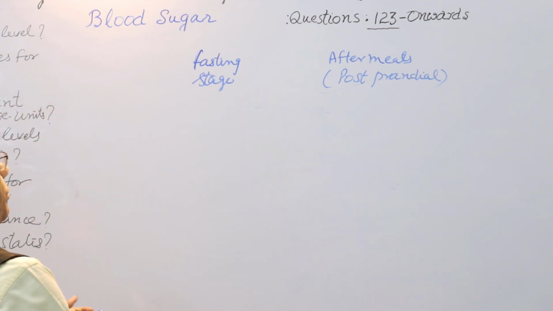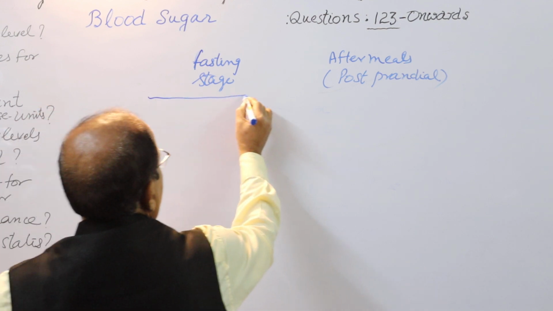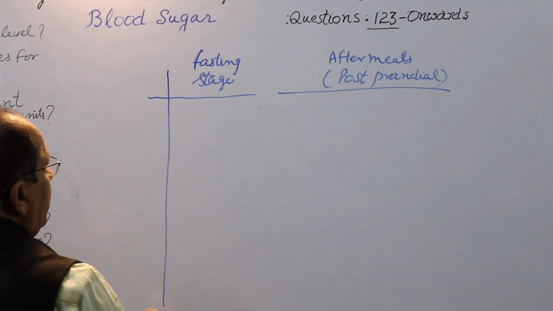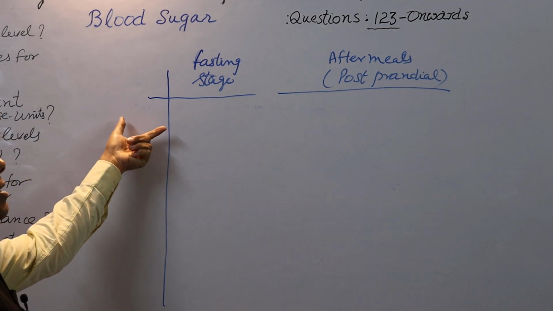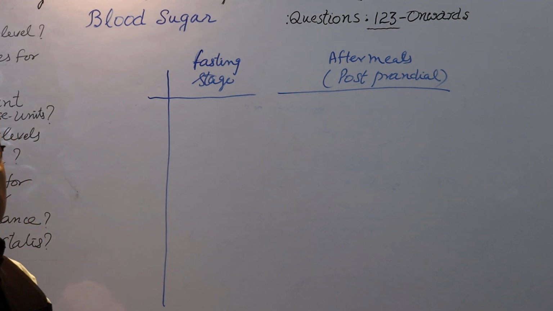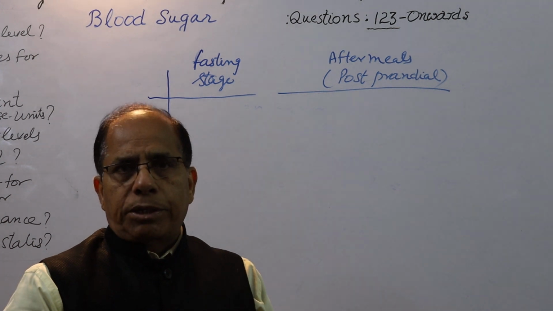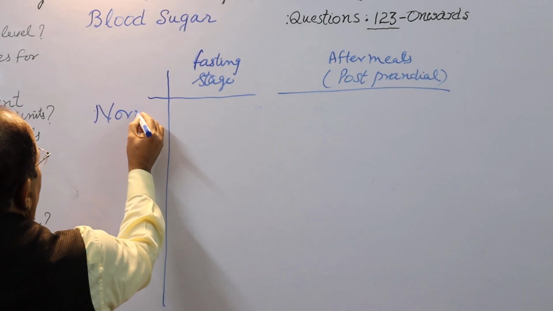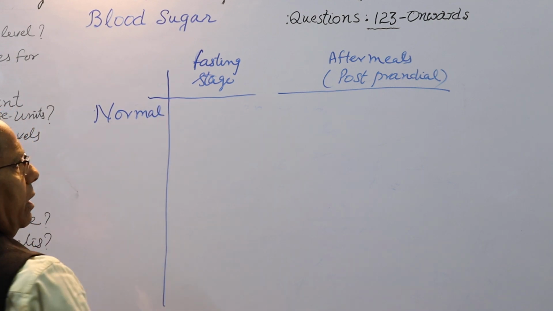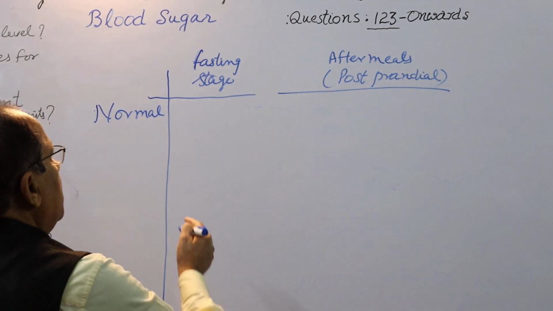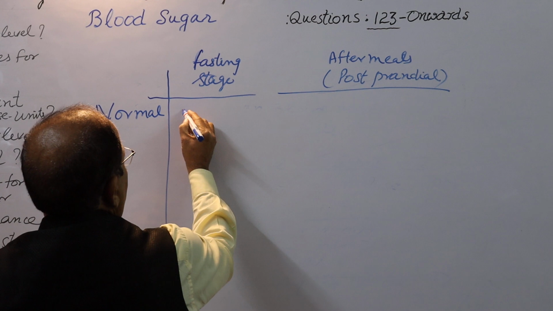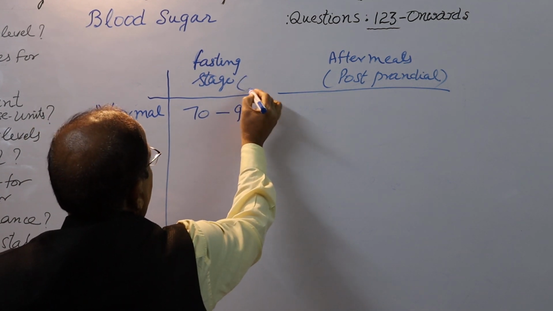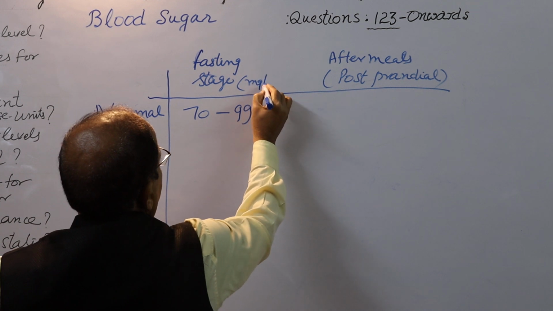Now we will differentiate into different levels. What is the normal blood sugar that is required inside our blood? Normal blood sugar is said to be 70 to 99 milligrams per deciliter.